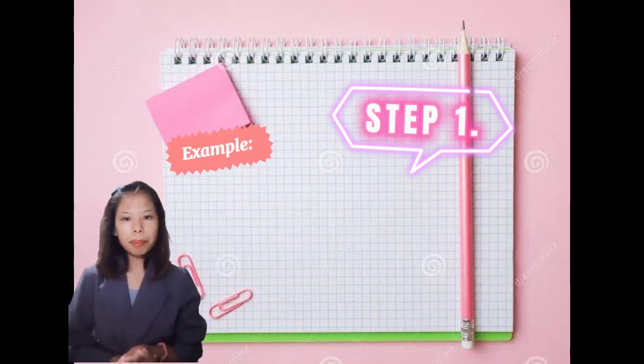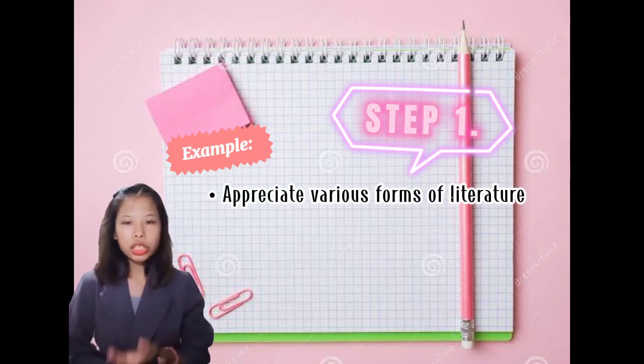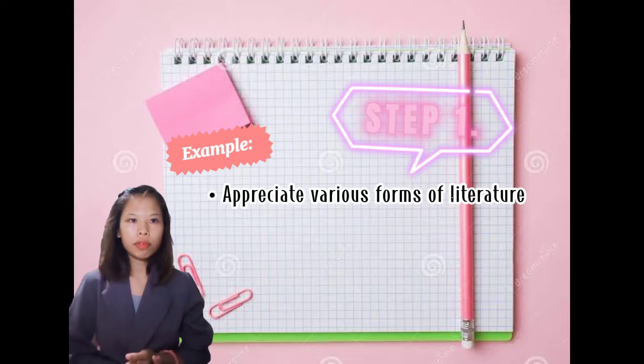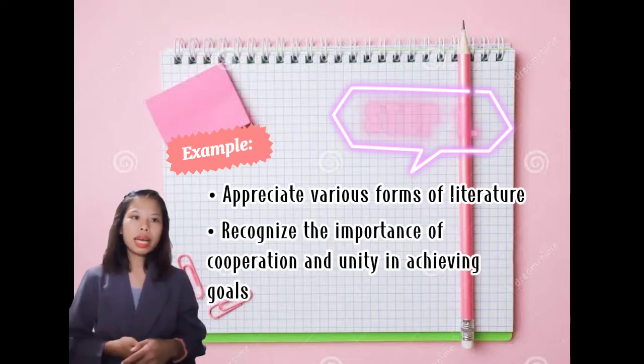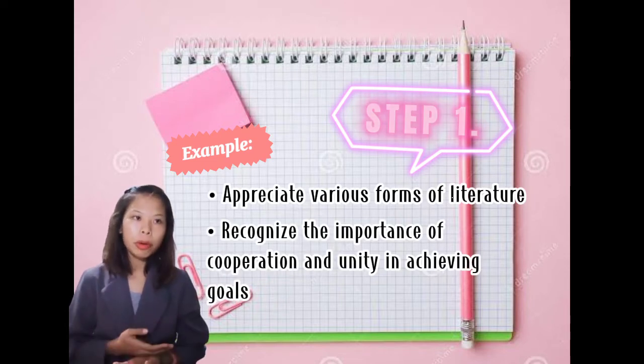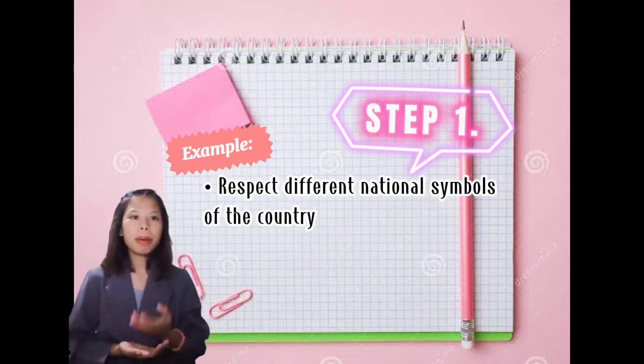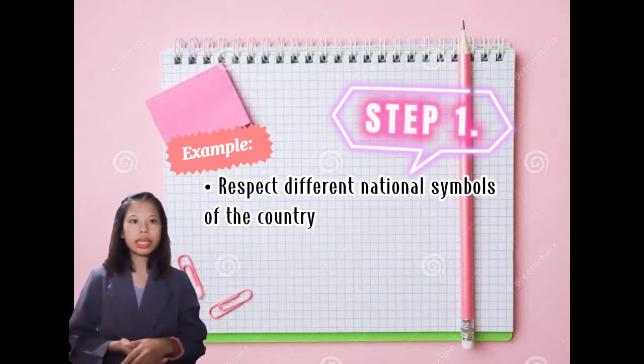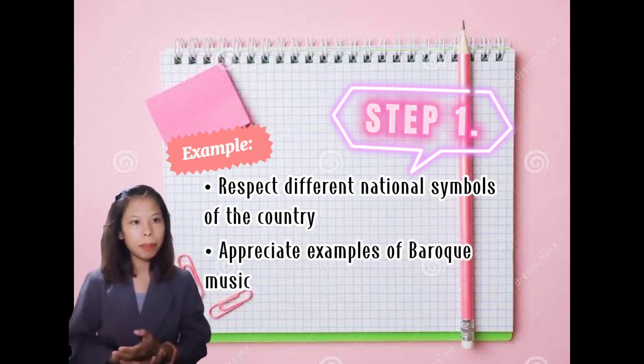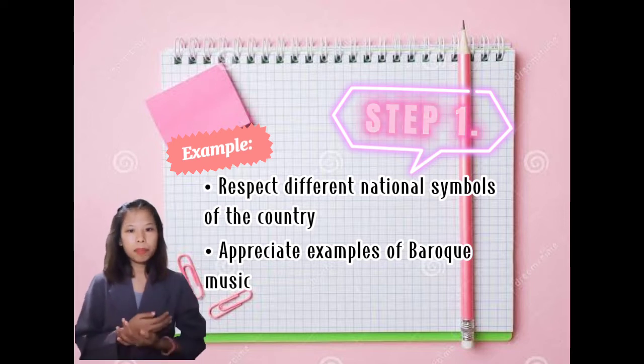Some examples of values are: appreciate various forms of literature, recognize the importance of cooperation and unity in achieving goals, respect the different national symbols of the country, and lastly, appreciate examples of Baroque music.